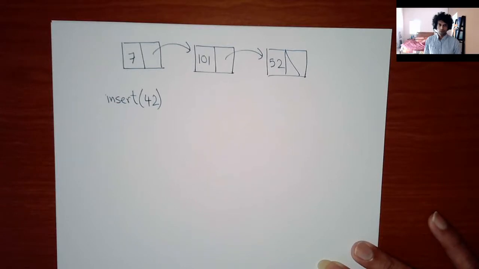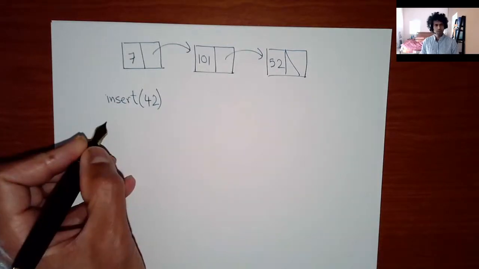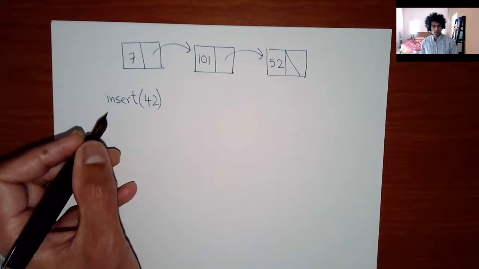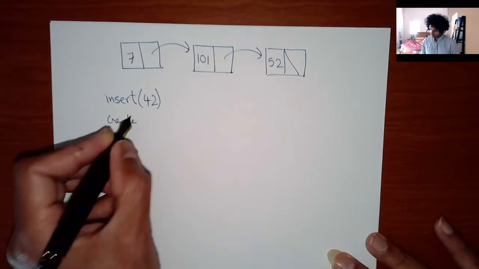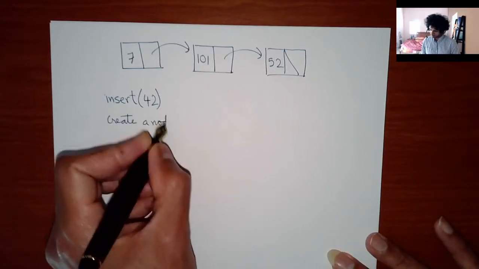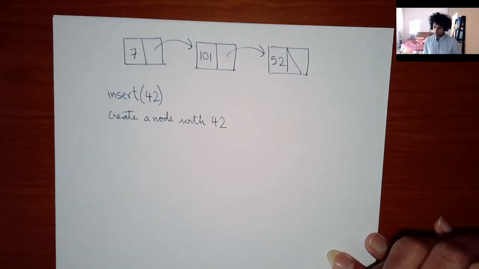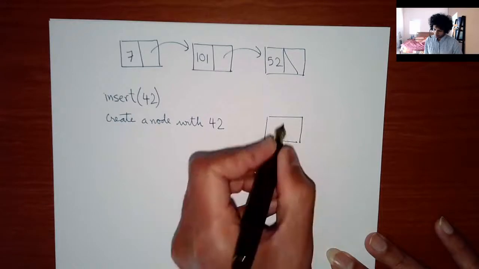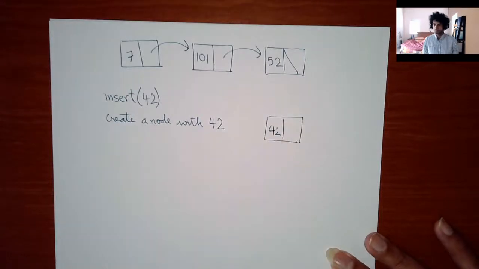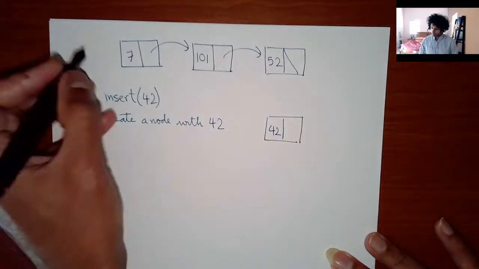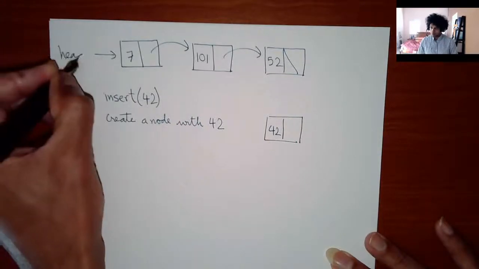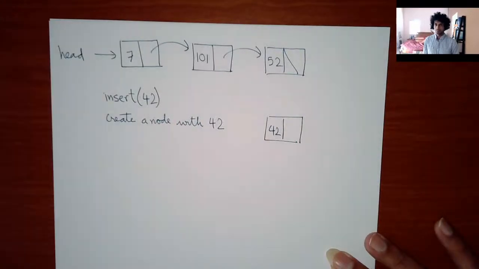So here's the idea. Let me just write this out in English and then I'll show you the code. First is create a node with 42. Once you do that, we have this node that has 42. And note that head is a pointer to that node.